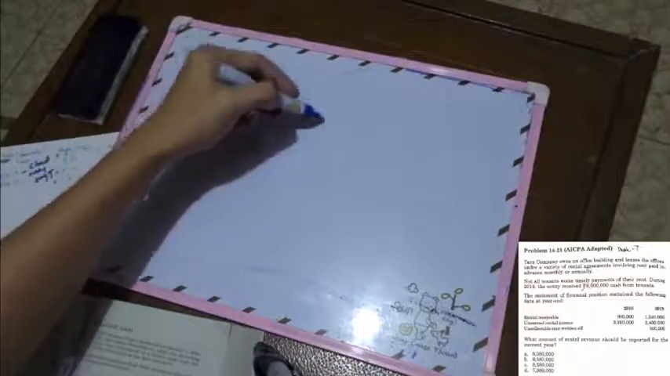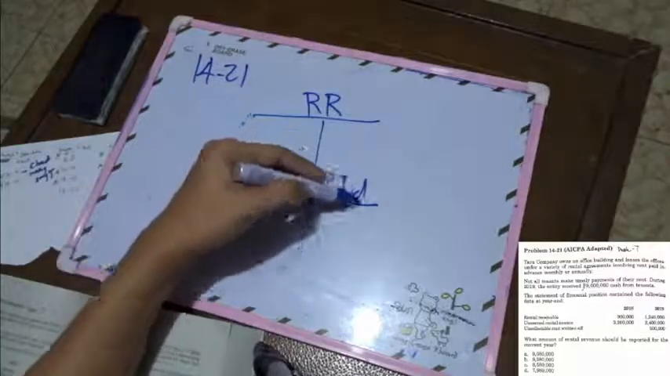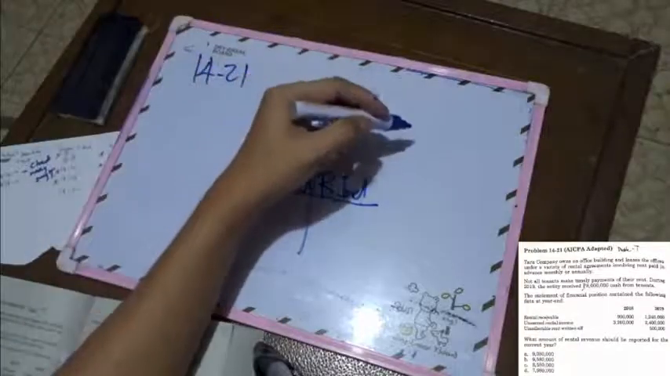Next is 14-21, Tara Company. So you have two accounts, rent receivable and unearned rent income. One is an accrual, accrued income, the other one is a deferral. The beginning balance for rent receivable is 960,000.